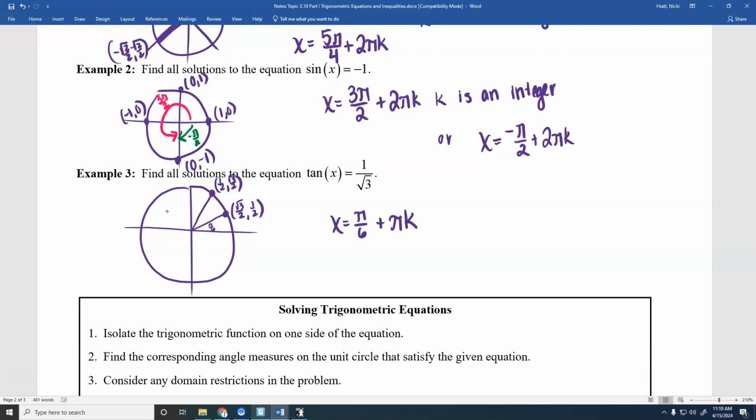Now, it is going to be true that over here at 7 pi over 6, you're going to have negative square root of 3 over 2 and negative 1/2. And that 7 pi over 6 is also an answer. But what if k equals 1, right? Then pi over 6 plus pi would give you 7 pi over 6. So it's already covered here. So when you're looking at tangent, you really only need to look at 2 quadrants. And then you can just put pi k with it for that. Does that make sense?